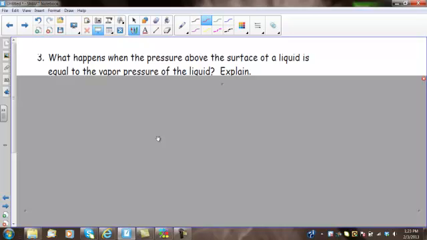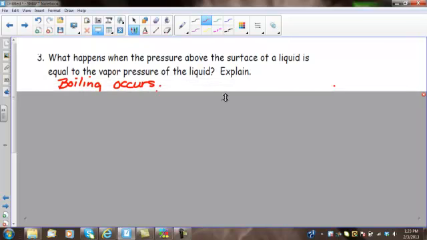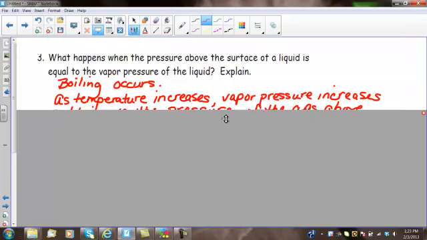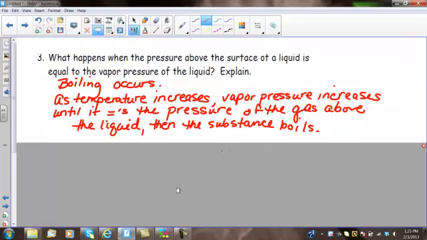What happens when the pressure above the surface of a liquid is equal to the vapor pressure of the liquid? Well, that's when boiling occurs. As temperature increases, vapor pressure increases until it equals the pressure of the gas above the liquid. Then the substance begins to boil.